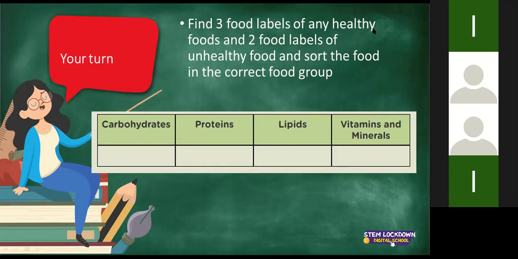Now, behind each and every single food, there's a label. And the label will tell you how many carbs are in the food, how many lipids, which includes your fats and oils, and what vitamins are included in the food. I would like you to list all 3 healthy foods.